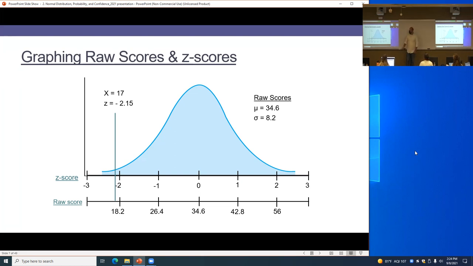Here's just a basic graph. We've got our normal curve, with the mean and standard deviation, and z-scores along the bottom. Then I've dropped in corresponding raw scores. The mean is 34.6, which equals a z-score of 0, then 1 standard deviation, 2 standard deviations, and 1 standard deviation below, 2 standard deviations below. This helps solidify where this stuff is falling on the continuum. We'll go through some examples.